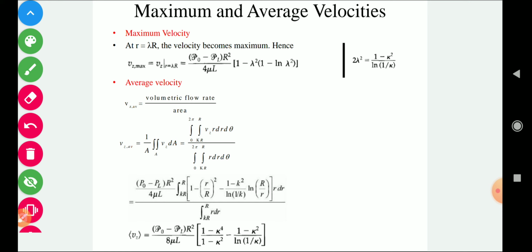These are simple calculations, but I skip several steps. But if you face any difficulty in integration, you can write in the comment box and I will give you the full derivation.